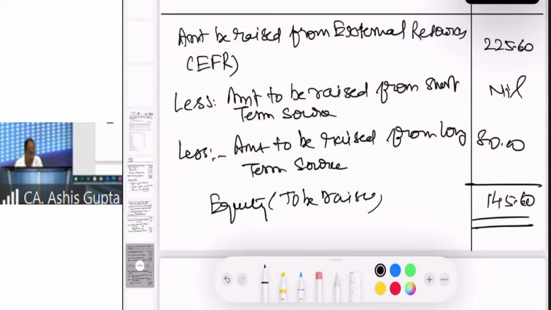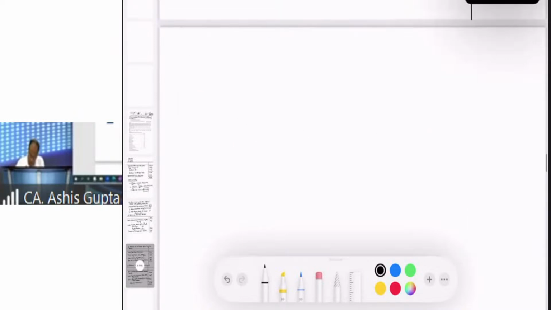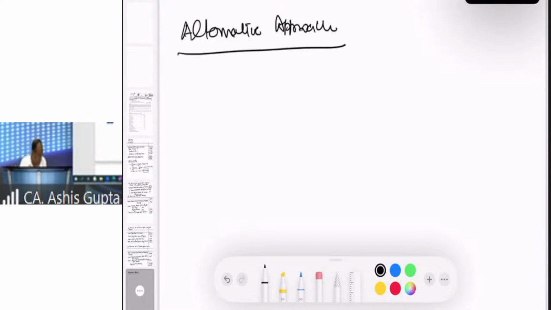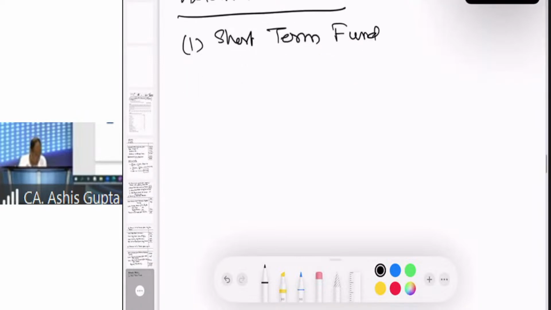Okay, students, I hope this is clear to you. Now I am doing it by the alternative approach. First, the long-term fund requirement. What amount shall we raise from the short term? So let X be the new short-term loan.